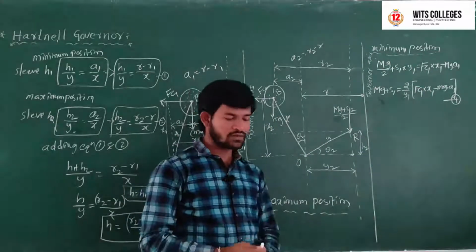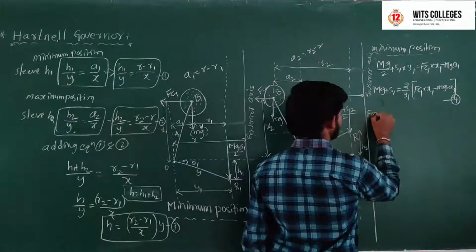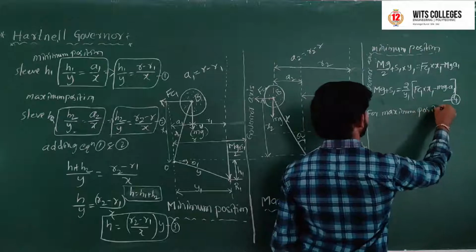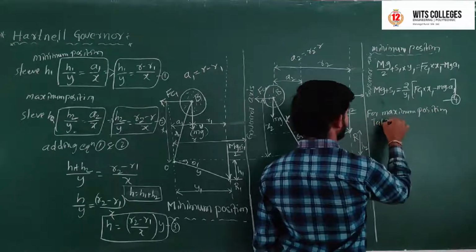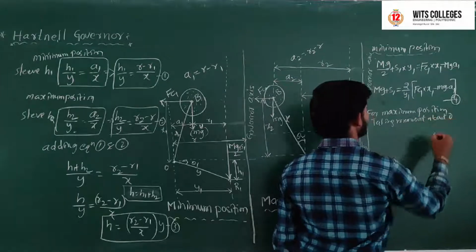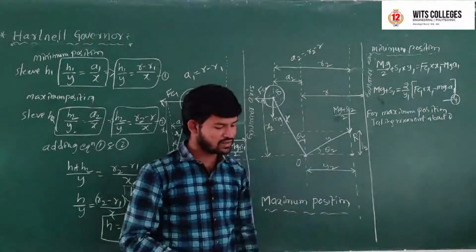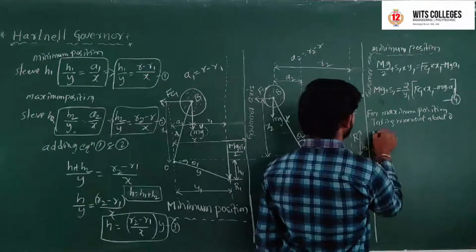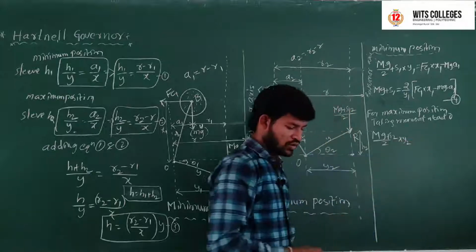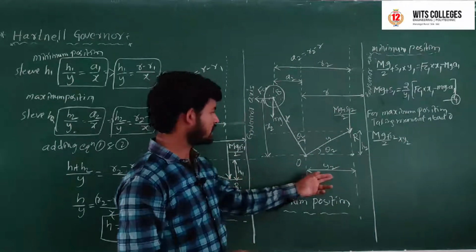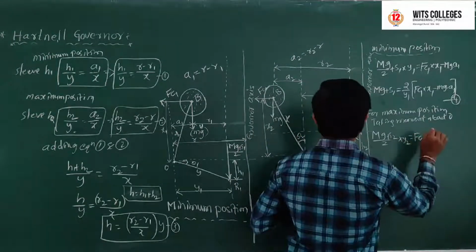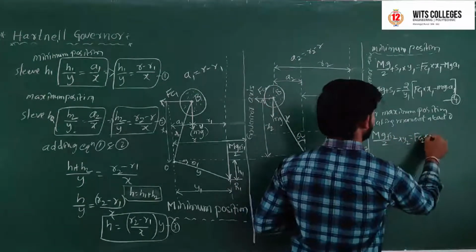Next, the maximum position, taking moments about O. For the minimum position this was done; this is the maximum position. Here the same value: mg plus s2 by 2 into y2, at the maximum position, equals the centrifugal force Fc2 into x2.